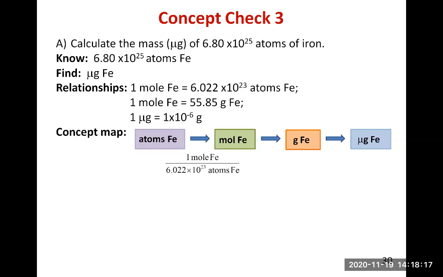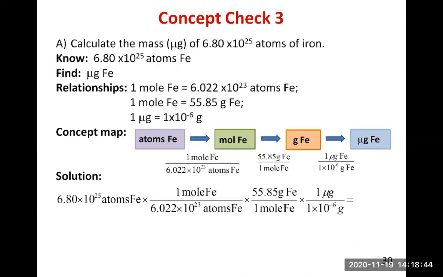Next, to change moles to grams, you use the molar mass, and you will need the mole on the bottom and the grams on top because you want to cancel the intermediate units of moles. Next, you want to cancel grams and be left with micrograms. So you will place the 1 microgram on top and the 10⁻⁶ grams on the bottom. So when you write the full calculation, it looks like this.